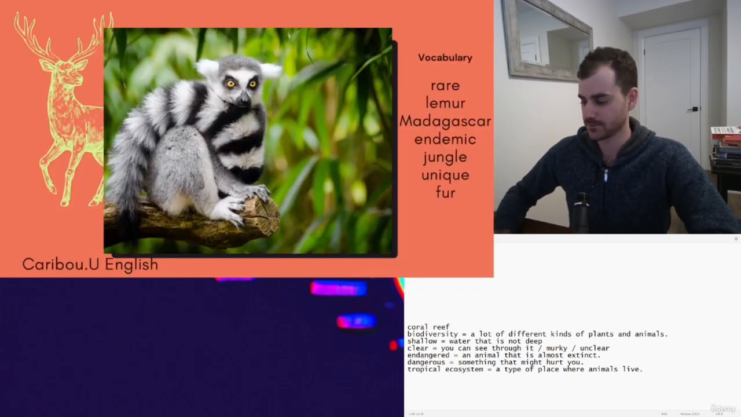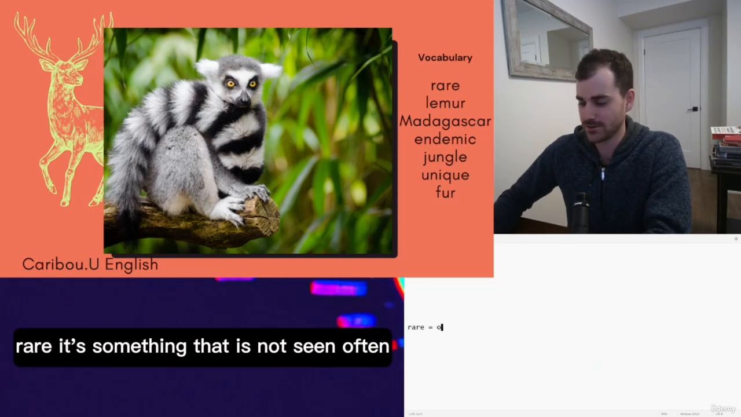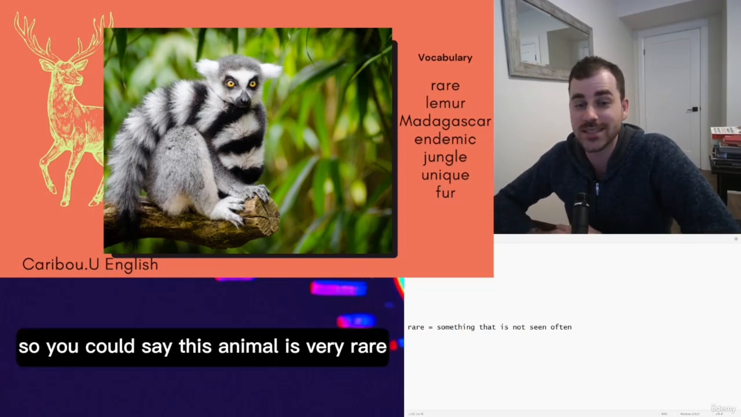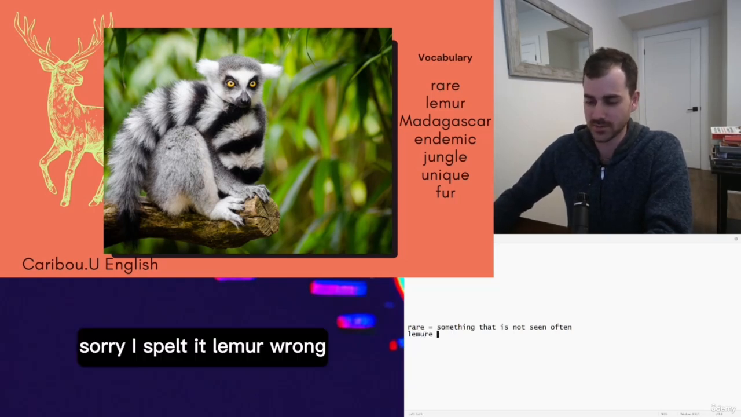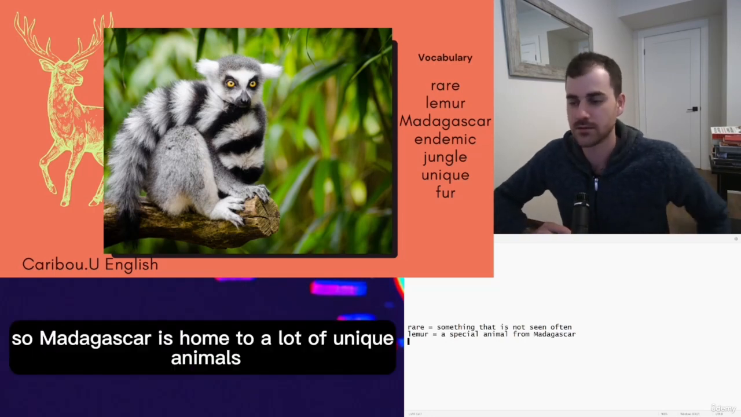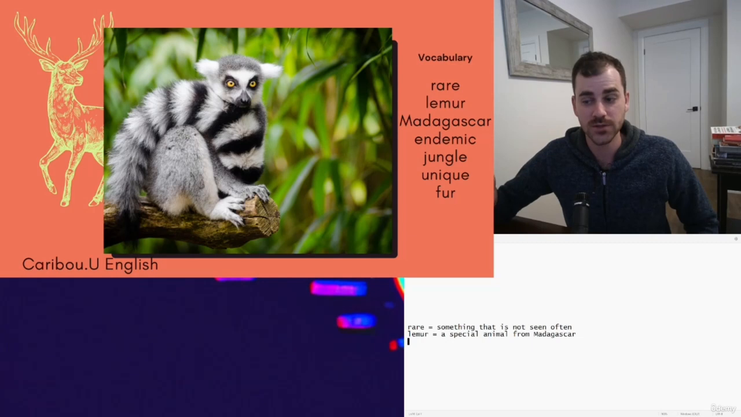Third picture. I like this one. Rare. It's something that is not seen often. So you could say this animal is very rare. It's called a lemur. Sorry, I spelled it lemur wrong. Lemur is a special animal from Madagascar. So Madagascar is home to a lot of unique animals.